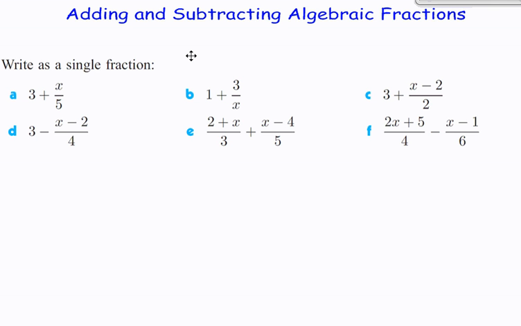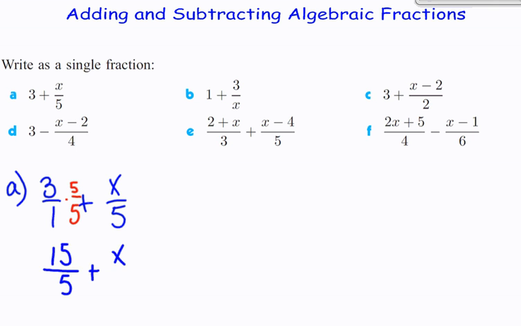These all have denominators that are whole numbers. So for this first one, letter A, we've got 3, which is the same as 3 over 1, plus x over 5. In order to add them, we need to make sure they have the same denominator. If we multiply 1 times 5, we get a denominator of 5, so we also have to multiply the numerator by 5, which means we've got 15 over 5 plus x over 5, and we're left with x plus 15 over 5.